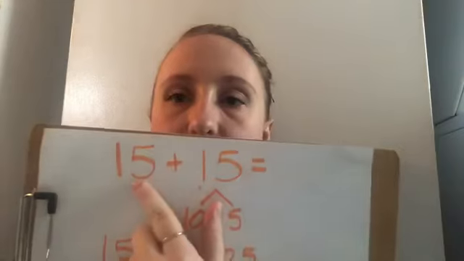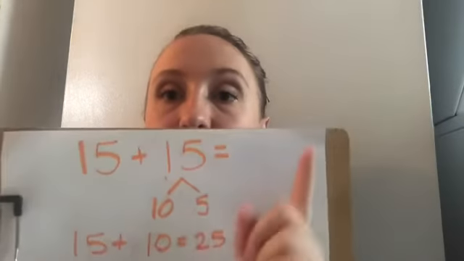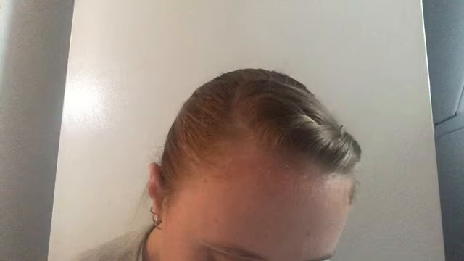Now, what if we add the ones first instead of the tens? If we took this number, 15 and added it to the 5 first instead of the 10. Let's see what that would look like. So on the bottom of my paper, I'm going to write 15 plus 5. Just like this.